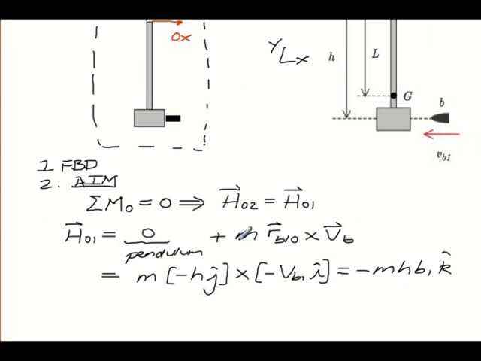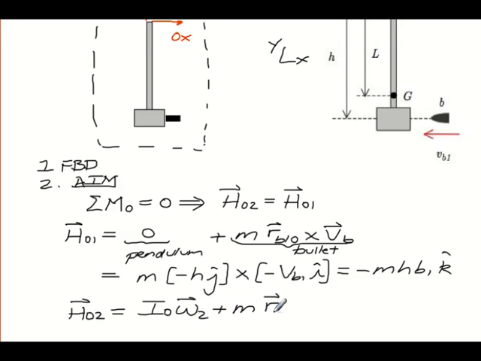First let me identify this as being the contribution to H from the bullet. After impact, for the pendulum, we have mass moment of inertia about O times omega 2, plus r cross mv for the bullet after impact.